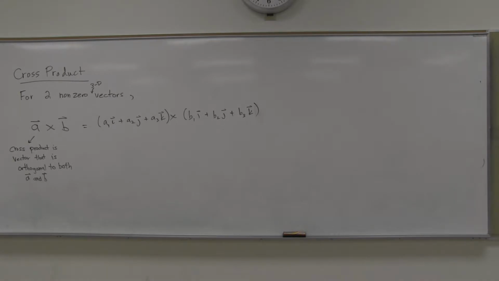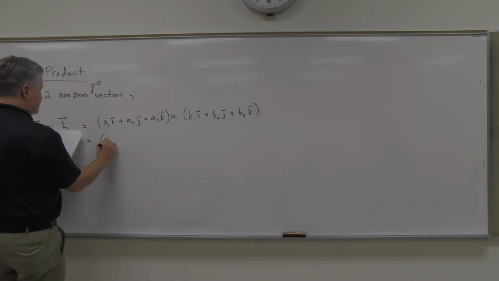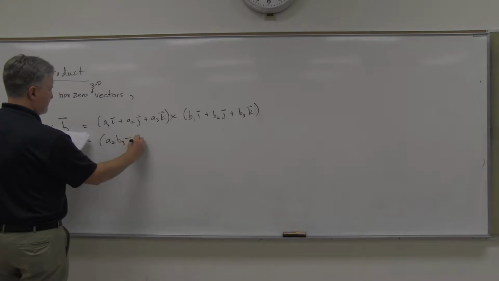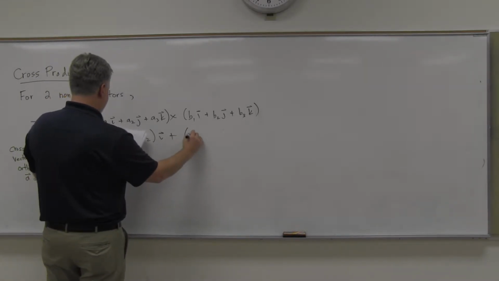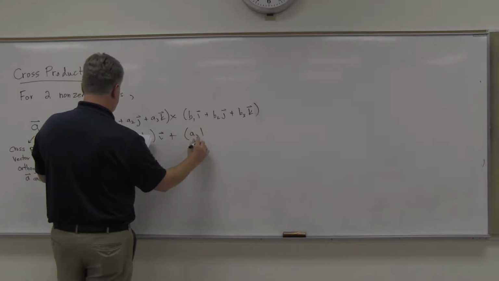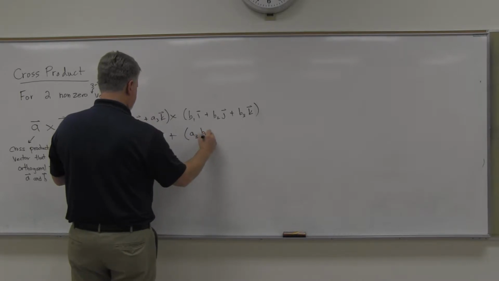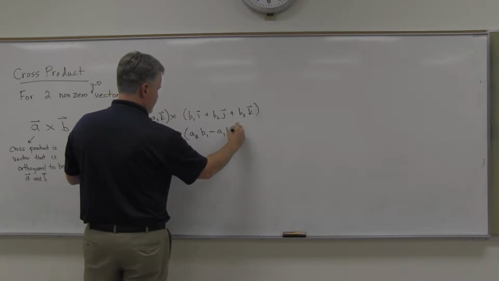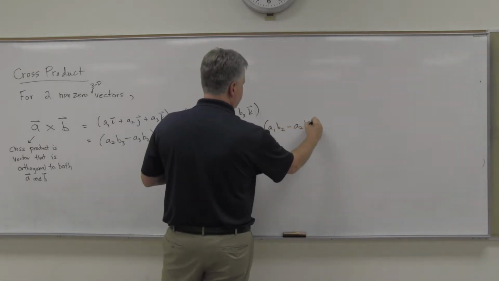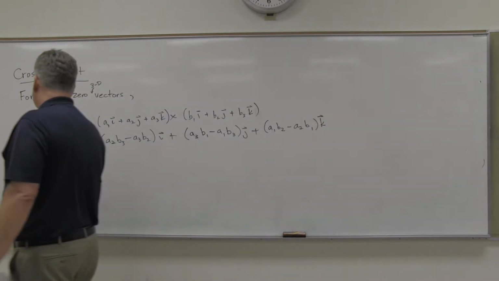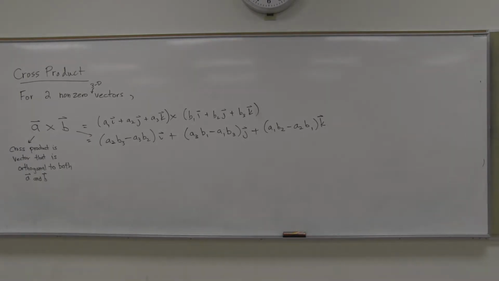Well, here's the formula. I don't remember this formula, so just beware, but I'll show you how to do it without really having to memorize this. I guess you can memorize it. So it's A2B3 minus A3B2, times I. Plus, you can see why I don't want to memorize this, A3B1 minus A1B3, times J, plus A1B2 minus A2B1, times K. Okay, that's the cross product.